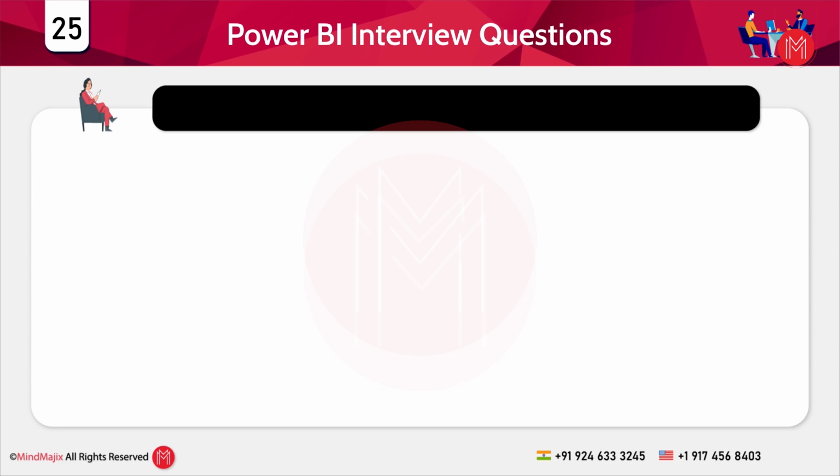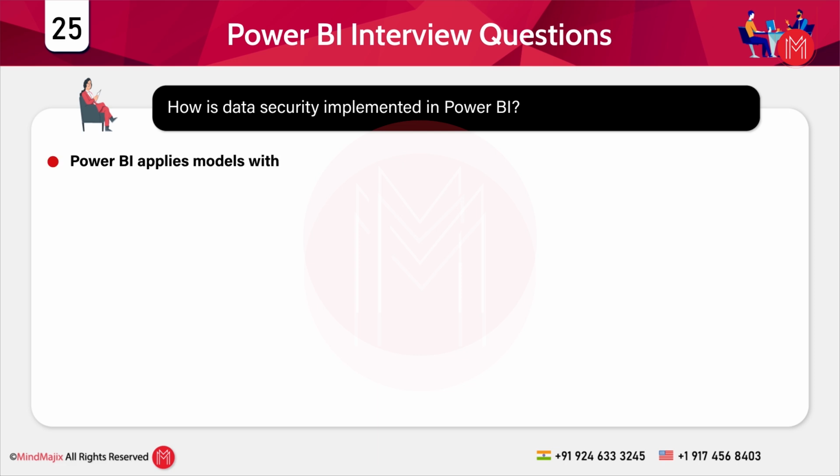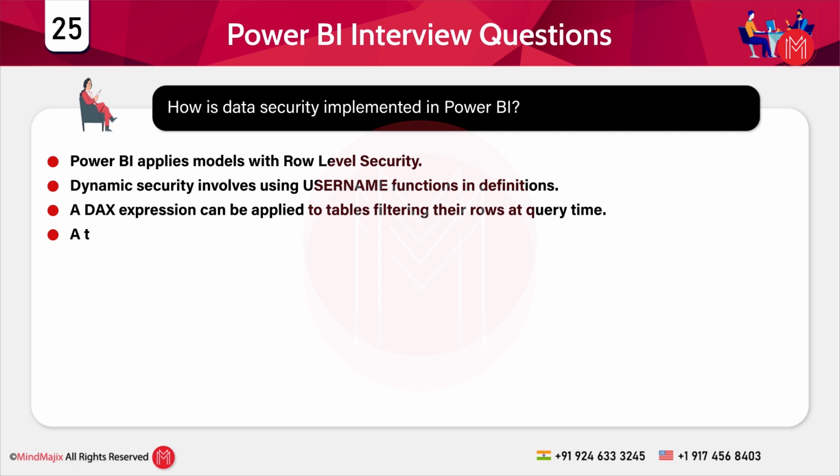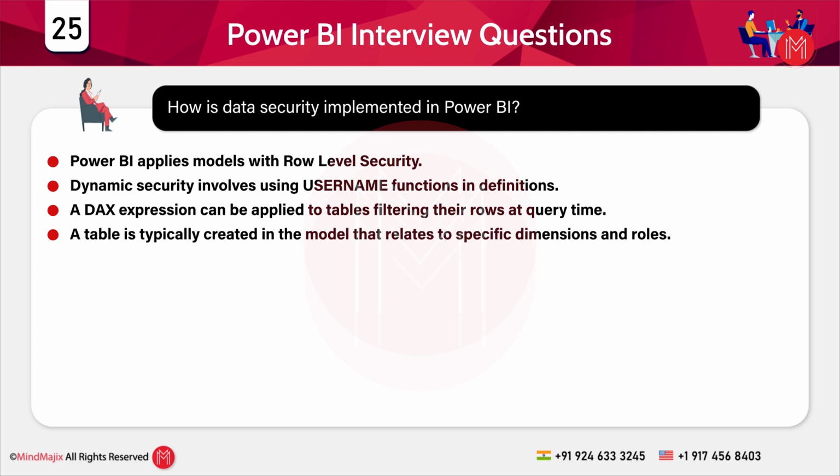The next question is, how is data security implemented in Power BI? Power BI applies models with row level security. If you talk about dynamic security, this involves using username functions in the definitions. A DAX expression can be applied to tables, filtering their rows at query time. And last but not the least, a table is typically created in the model that relates to specific dimensions and roles. So once you follow these practices, you can implement data security in Power BI.